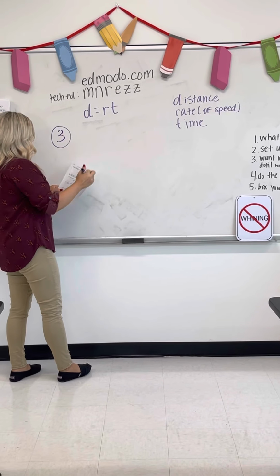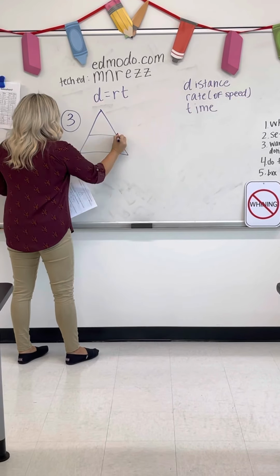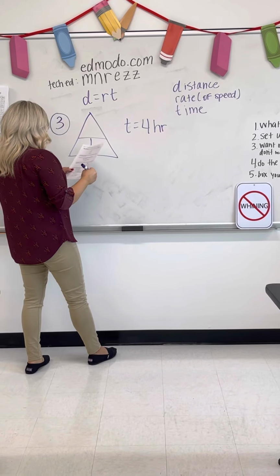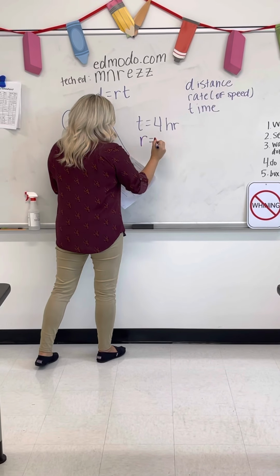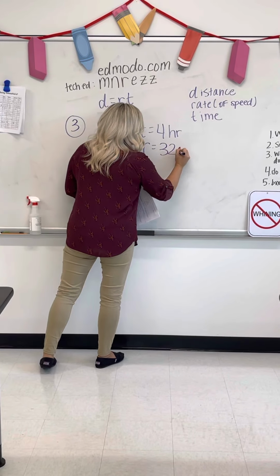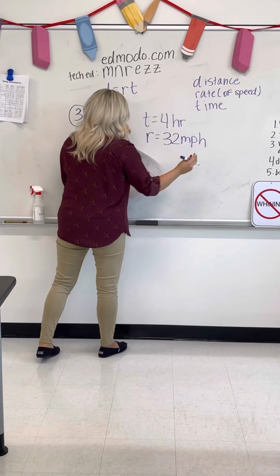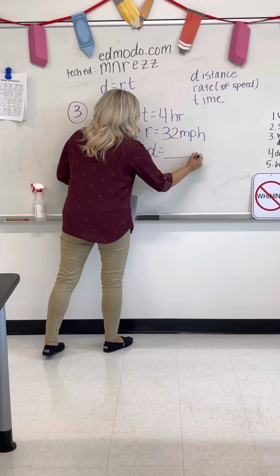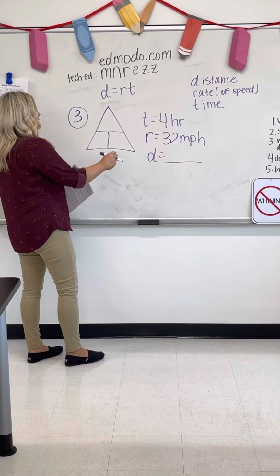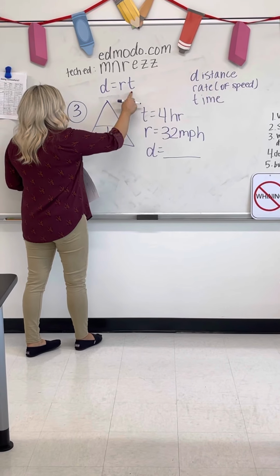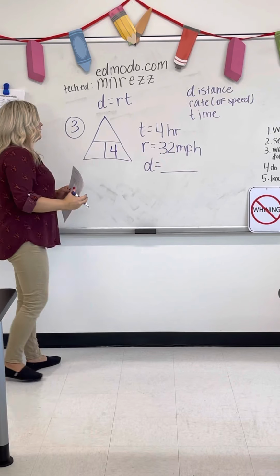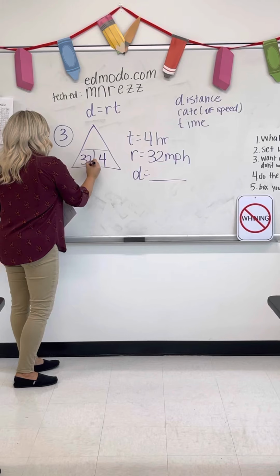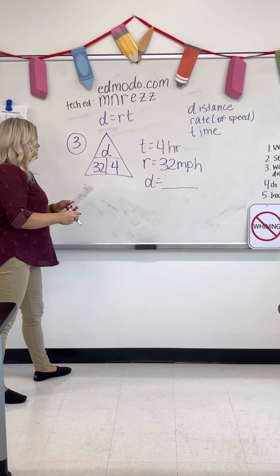Number 3 says, a bus travels for 4 hours, so time equals 4 hours, at a speed, so rate equals 32 miles per hour. It says find the distance traveled. Find distance. Okay? So this is going to go where the T goes. It's time. It goes right here, 4. And our rate will go where the R goes, which is right here, 32. And we're looking for the distance.